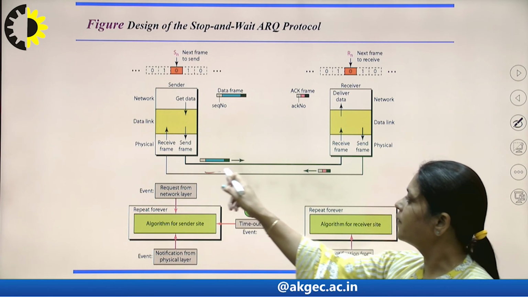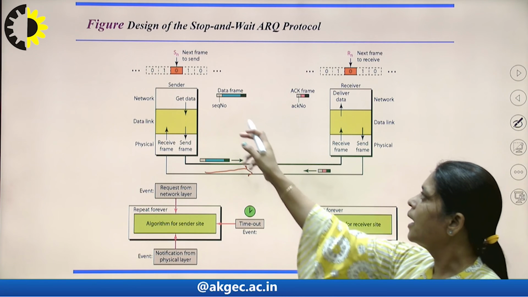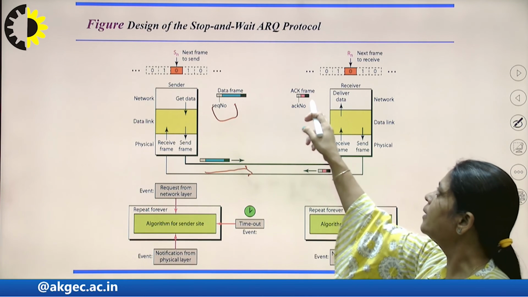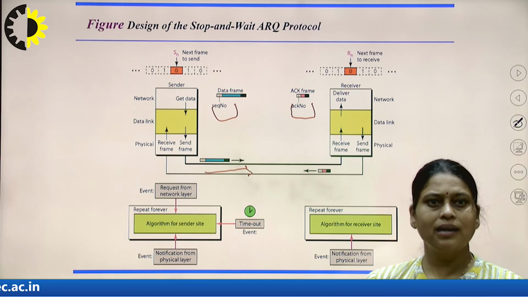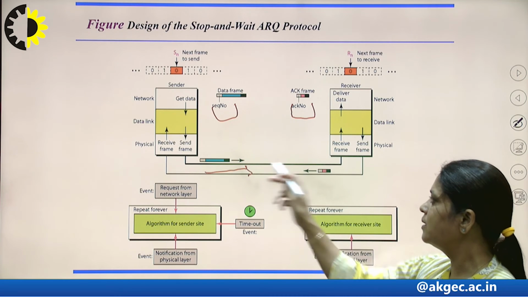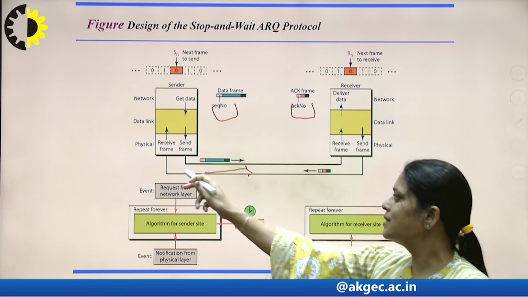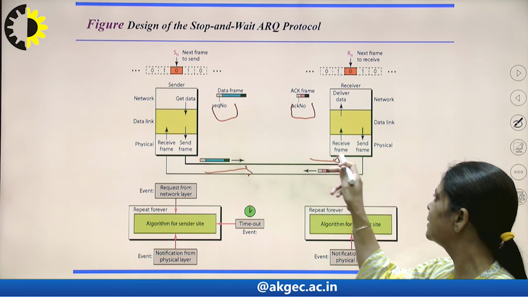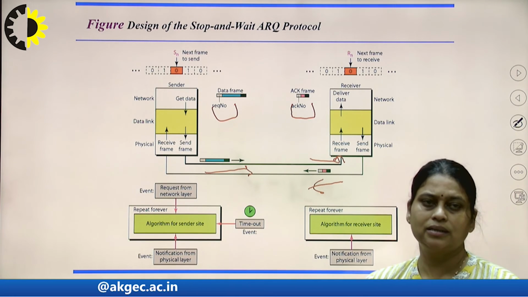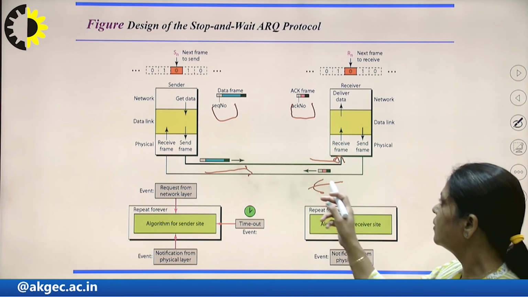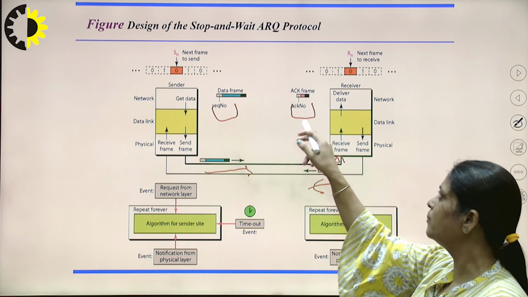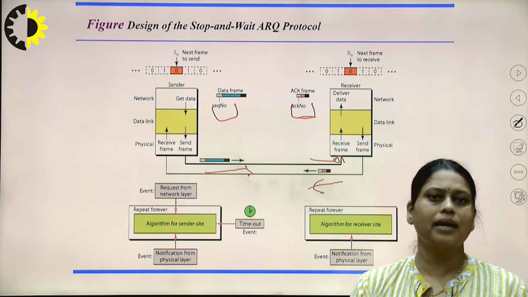We have just sent the frames to the sender. The data frame will contain the sequence number, and the acknowledgement frame will contain the acknowledgement number. When the frame is sent by the source and received by the receiver, the receiver will send the acknowledgement of that frame. This frame is an acknowledgement frame, and the acknowledgement number is attached to it.